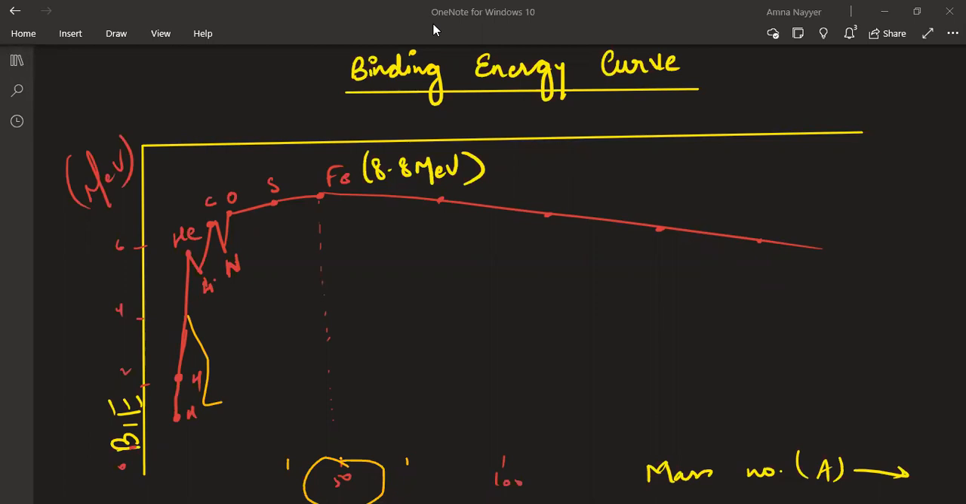The two topics initially that we discussed, nuclear size and nuclear density. And then we had seen binding energy per nucleon, mass defect, and all these that was included. And finally, at the last, you have the binding energy curve. All these are the topics that are included in nuclei.